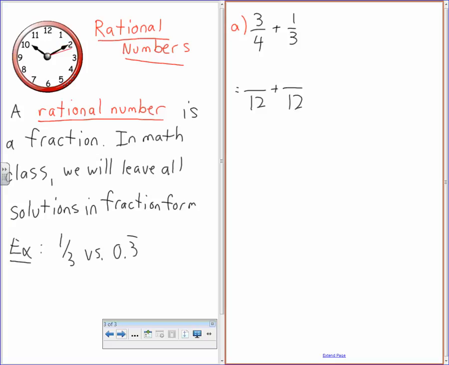All right, Cecilia, what is 3/4 the same as over 12? 9 over 12. How'd you get that? You multiply the 4 by 3 to get the 12, so you also multiply the 3 by 3 to get the 9. Great. All right, Cassidy, what is 1/3 the same as over 12, please? And Emily, what's 9 over 12 plus 4 over 12?